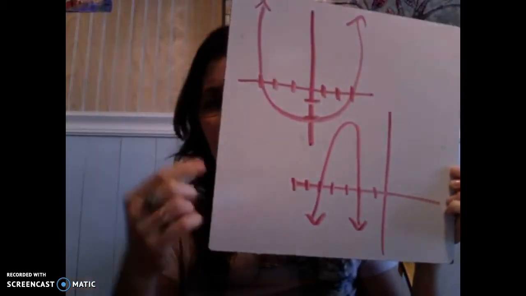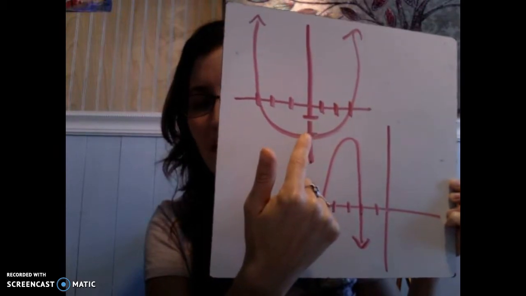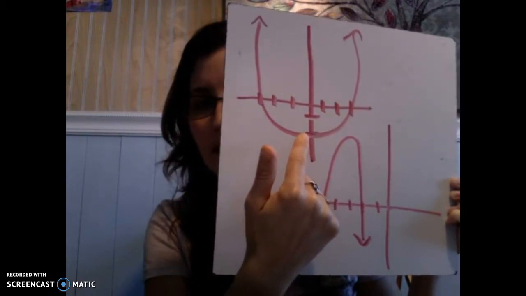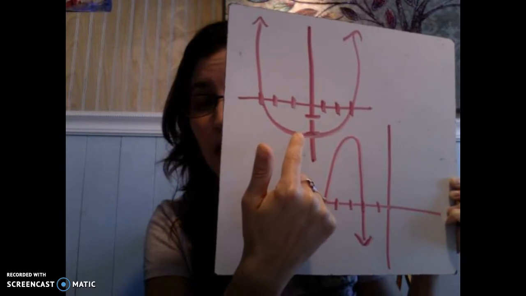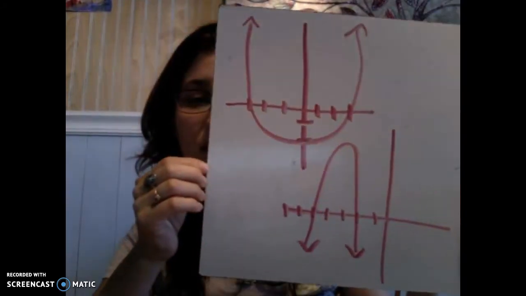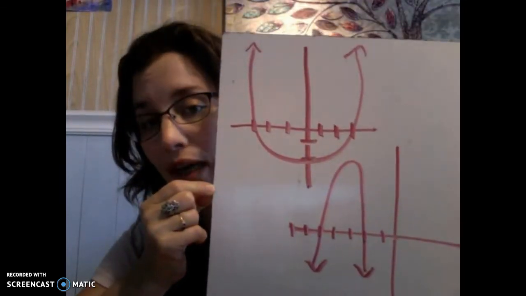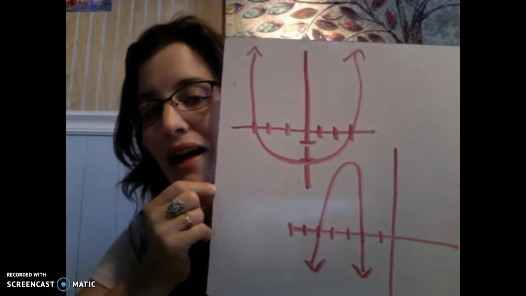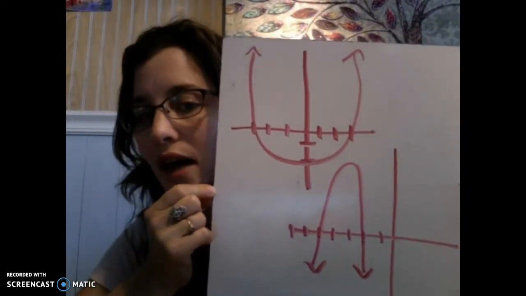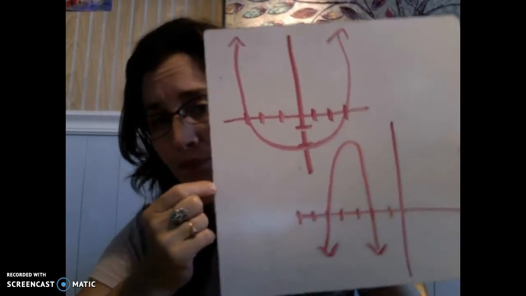Now, still talking about parabolas. We got this. Here is my vertex. This also means that my vertex is a part of my axis of symmetry there. So the x value of my vertex is the same as my axis of symmetry. Got it? Okay. So this has a minimum.